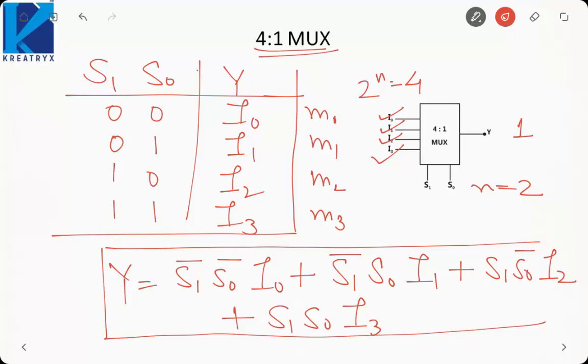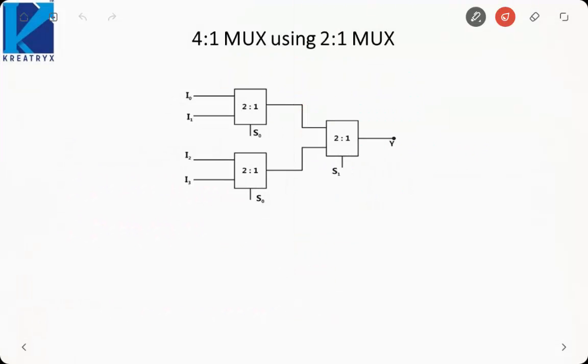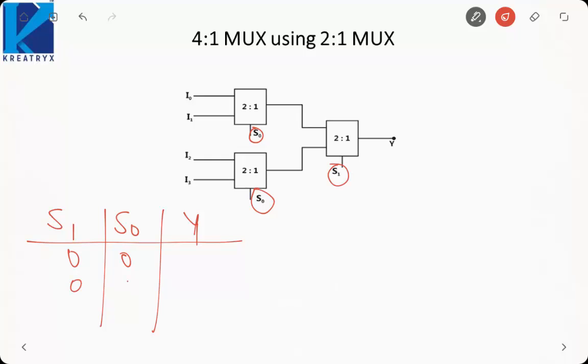So the main challenge here is to build a higher order mux using a lower order mux. Now suppose I give you a problem that you have to design a 4:1 multiplexer using 2:1 multiplexers. Then what you need to do is design a circuit something like this. Here in both multiplexers, S0 is the select line, and here S1 is the select line. So let us try and design the truth table for this circuit. S1, S0, Y: 0 0, 0 1, 1 0, 1 1.